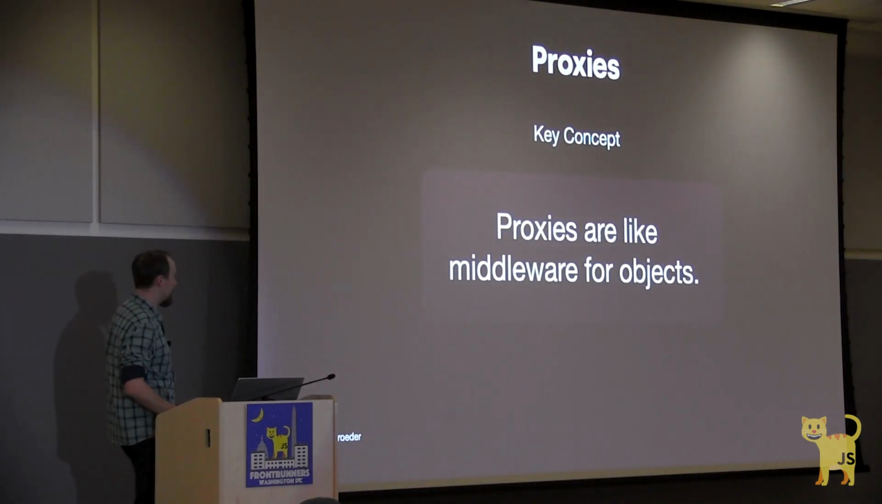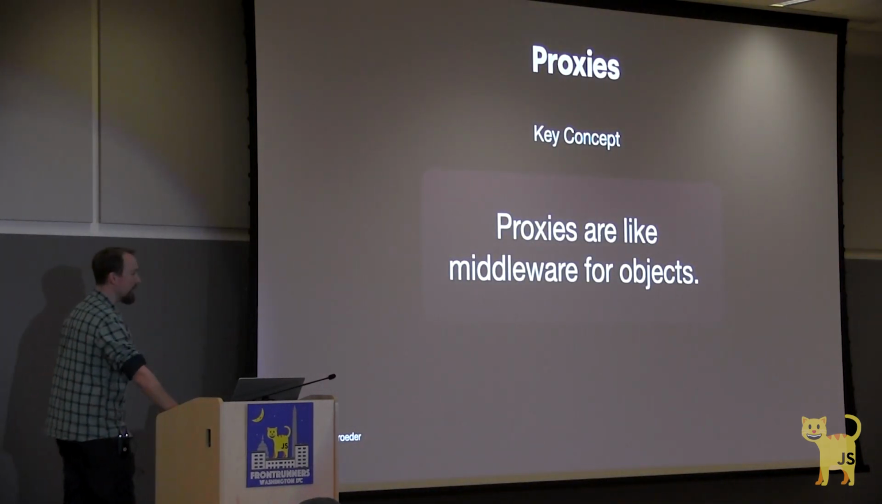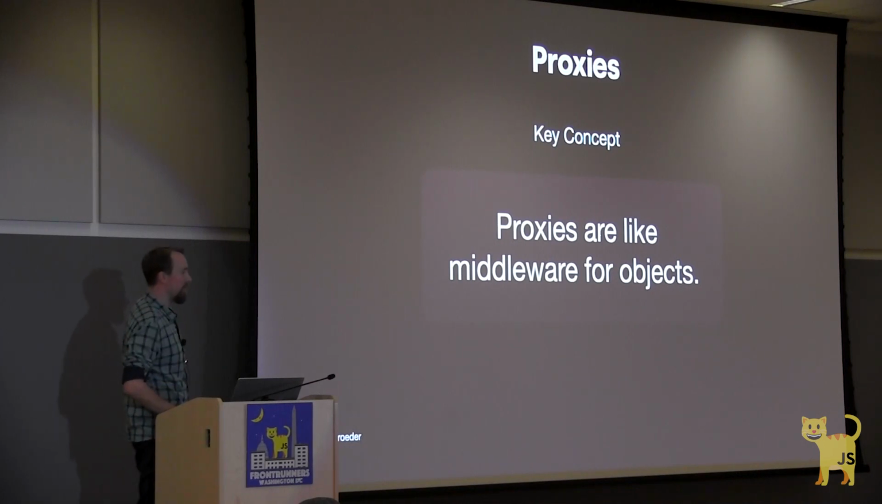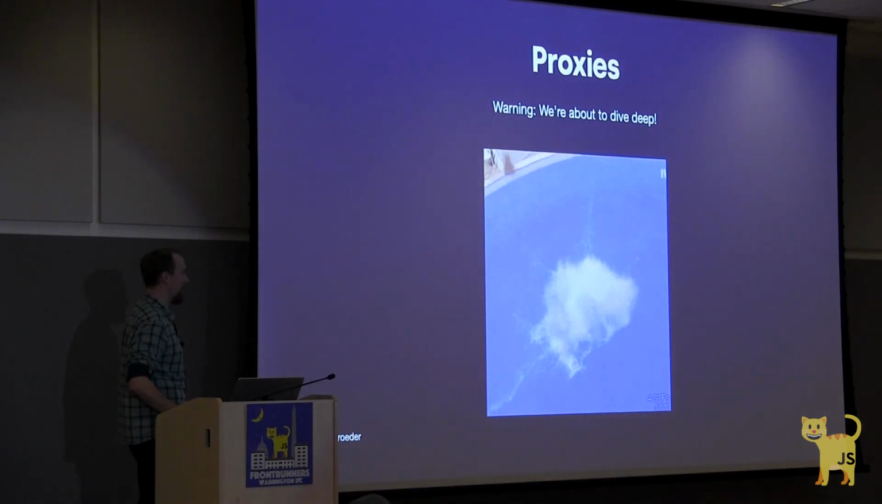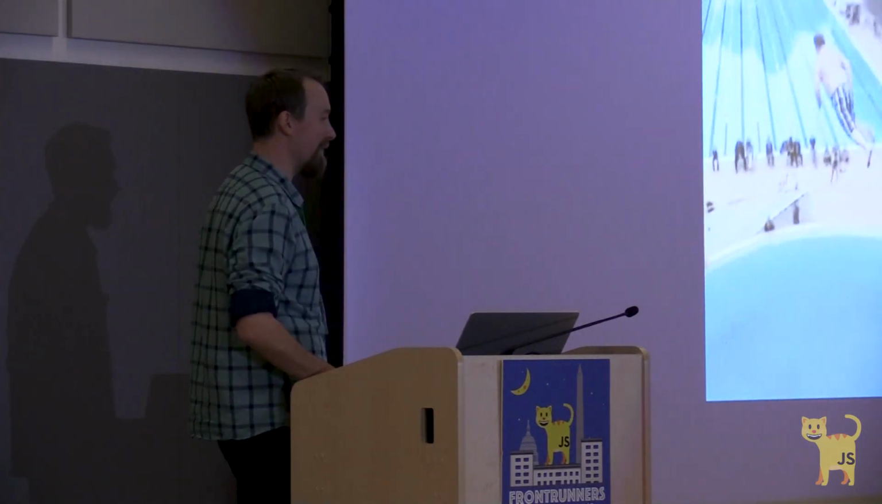So the key concept around proxies is that they're like middleware for your objects. It basically lets you step directly in front of any access requests to objects and do something. All right, I know some of you are over your head, but we're going to go a little bit deeper here.